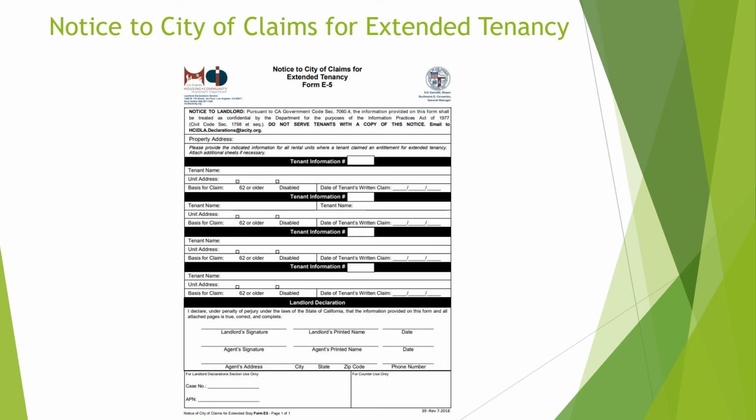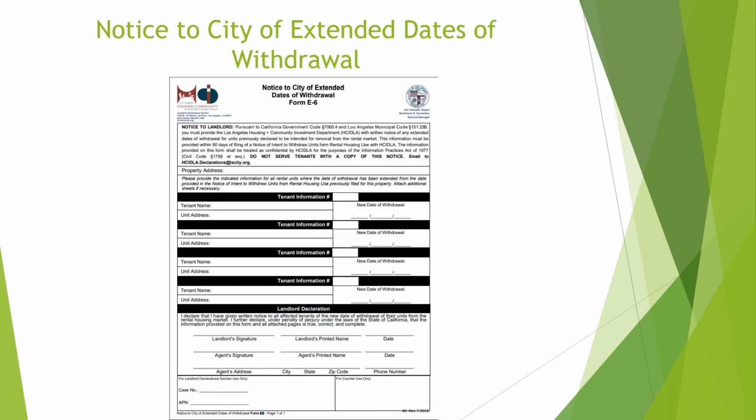Notice to City of Claims for Extended Tenancy. Here on this form you would provide all rental units where a tenant claimed an entitlement for extended tenancy. Notice to City of Extended Dates of Withdrawal. On this form you would provide information for all rental units where the date of withdrawal has been extended from the date provided in the Notice of Intent to Withdraw Units from Rental Housing Use previously filed for this property.